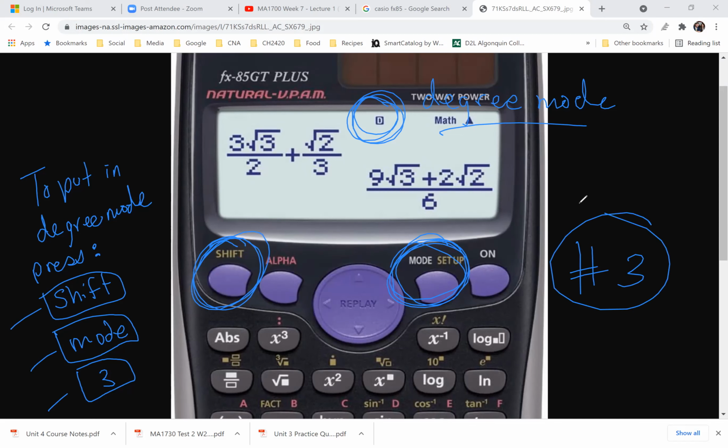If you cannot do this, if you're nervous, I'll tell you, if it's not in degree mode, every answer you do will be wrong. Well, not on the whole exam, but every question you do from chapter 4 will be wrong if you're not in degree mode. Okay, so be very, very careful. Shift, Mode, 3.